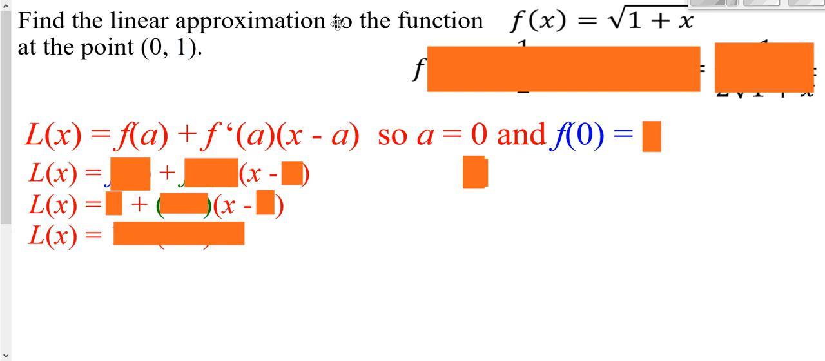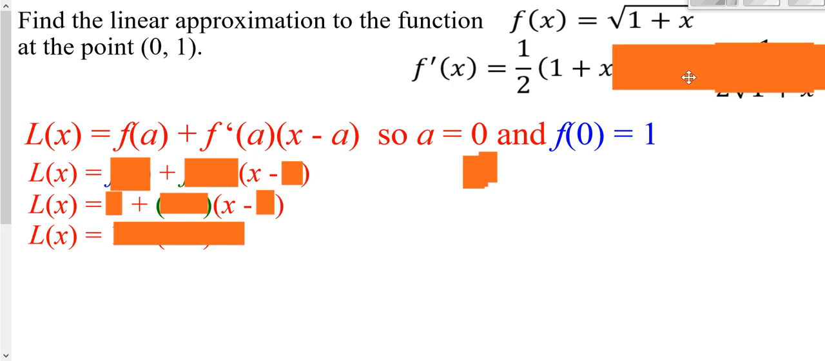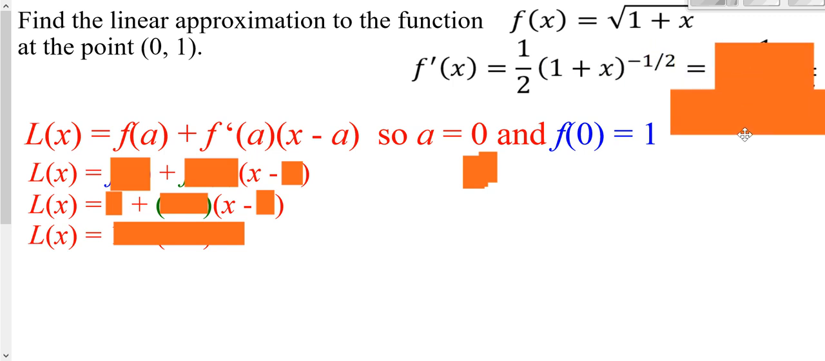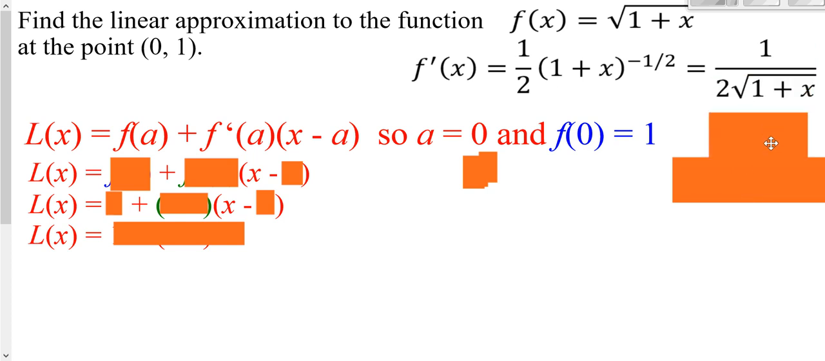And if you weren't given the point here, you could always take 0, plug it into your original function, and then you get that. Now, we also have to have our derivative. Well, it's pretty easy to do our derivative of this. We'd put the exponent in front, decrease the exponent by 1, and then we could do the chain rule if needed, but the chain rule is only 1 here, so it doesn't really make a difference. Rewriting this, taking the negative exponent down to the bottom, we would get this.